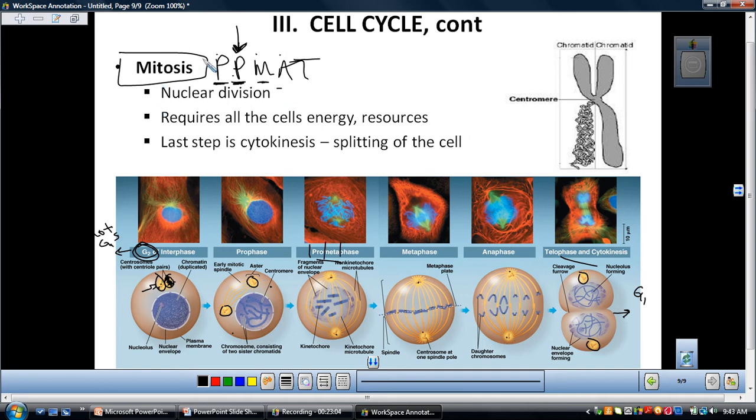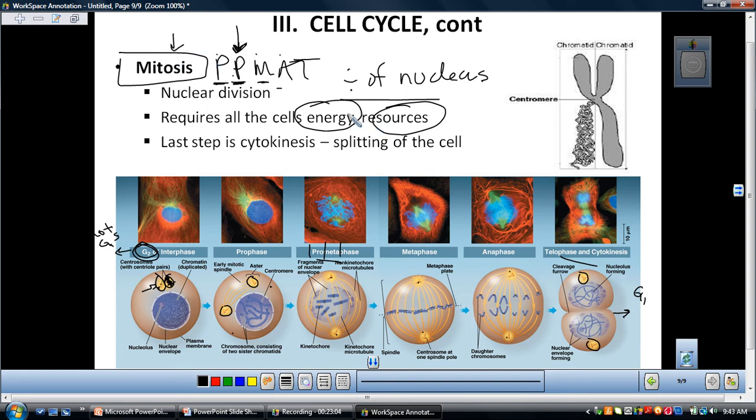Okay, so during this time, just so you know, the cell is totally worried about division of the nucleus. So all other activity is ceasing during this time, and all energy and all resources are completely used for mitosis.